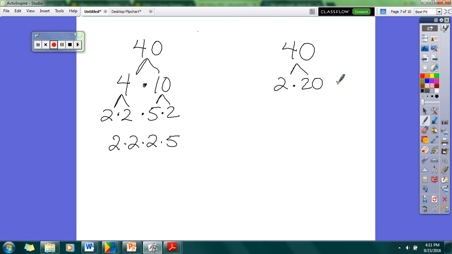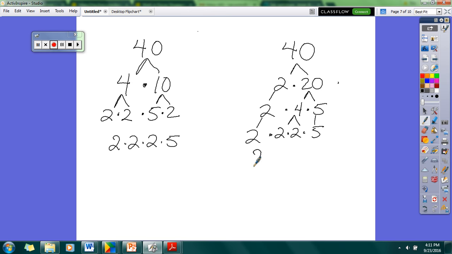So if I start with 2 and 20, I can break down the 2 and 20 further because they're not prime. 2 is prime, so I'm going to bring that down, but 20 is not. So I'm going to use 4 times 5. Now, you could have used 2 and 10. It would have got you the same answer. Again, 2 is prime, so I bring it down. I kind of like string it along. 4 is not prime, so I bring that down to 2 times 2, and 5 is prime.